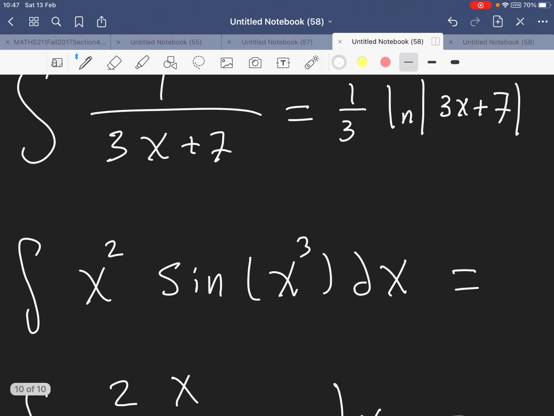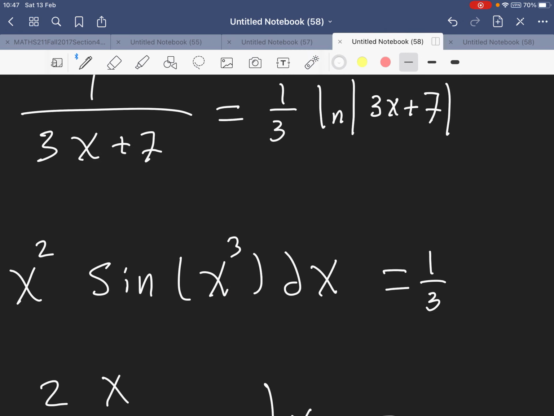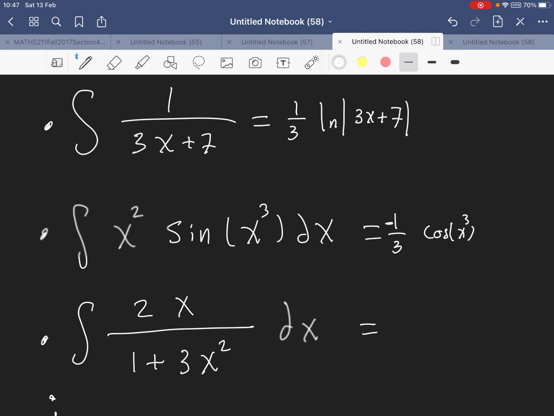Now, the second one is we have x cubed with x squared. This is fairly easy, because all you need is the derivative of x cubed. It will be 3x squared. So if we use the substitution, I will divide by 3. And then the integral of sine will be cosine of x cubed, but there is a minus because it's a negative cosine. Now if you don't believe me, do the steps, and you will reach this one. With time and experience, you will be able to do it faster. I'm leaving this one for you to try yourself.